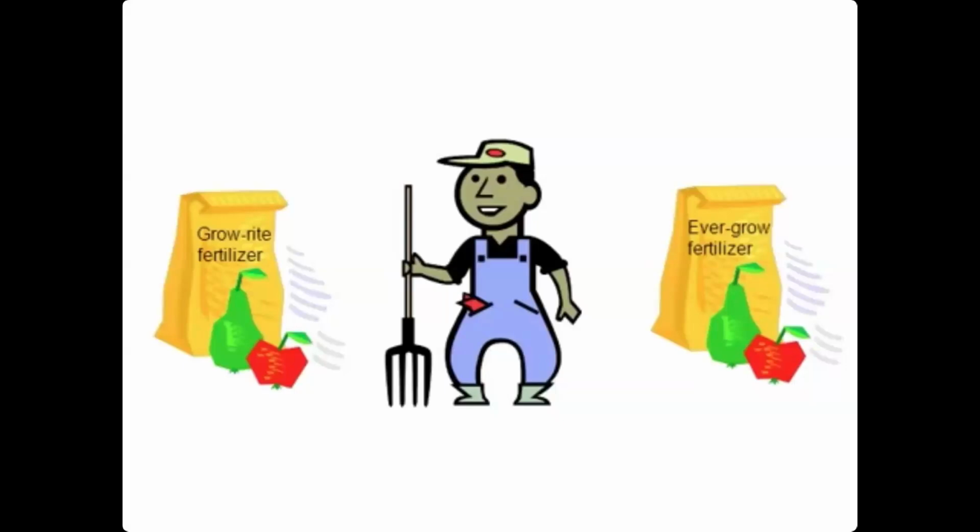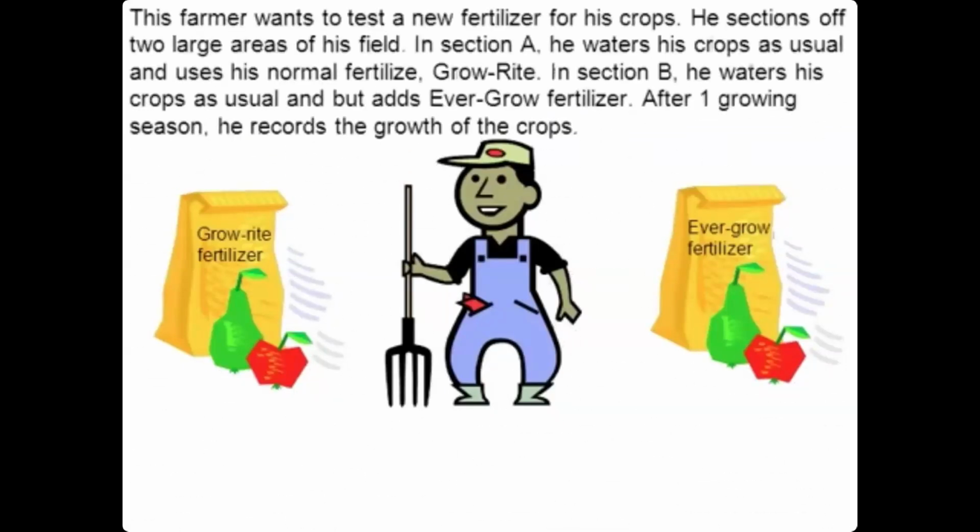Okay, so here we have a farmer with 2 bags of fertilizer, and the story says this farmer wants to test a new fertilizer on his crops. So he sections off 2 large areas of his field. In section A, he waters his crops as usual and uses his normal fertilizer called Grow Right. In section B, he waters his crops as usual, but adds a new experimental fertilizer called Evergrow. So after one growing season, he records the growth of the crops.